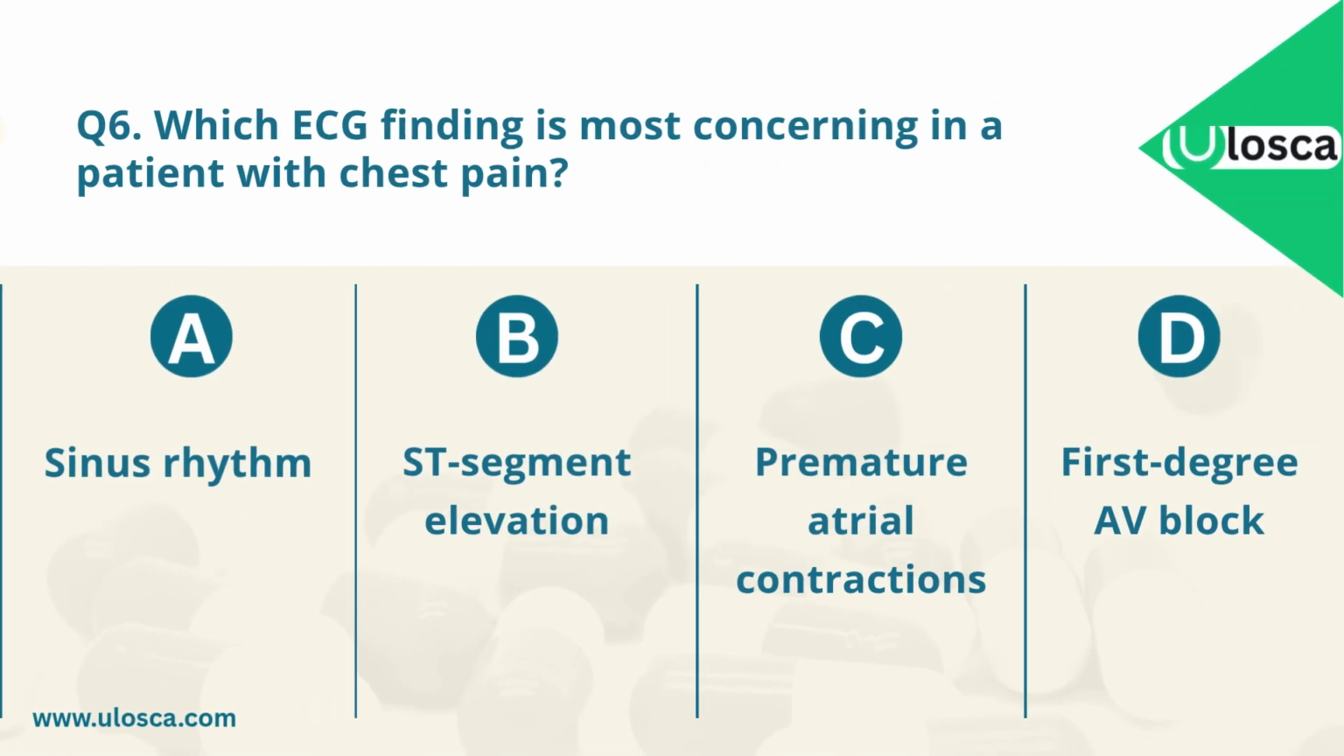Question 6. Which ECG finding is most concerning in a patient with chest pain? A. Sinus rhythm. B. ST segment elevation. C. Premature atrial contractions. D. First-degree AV block. Which one is the correct answer?